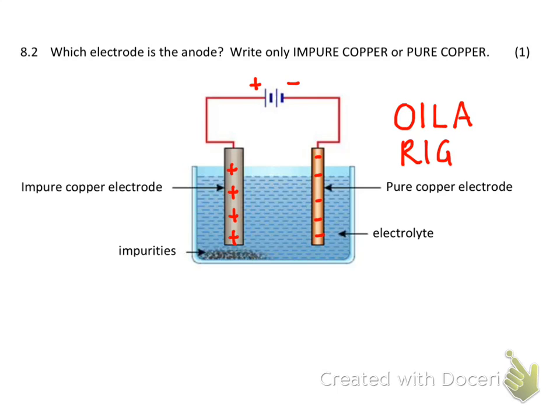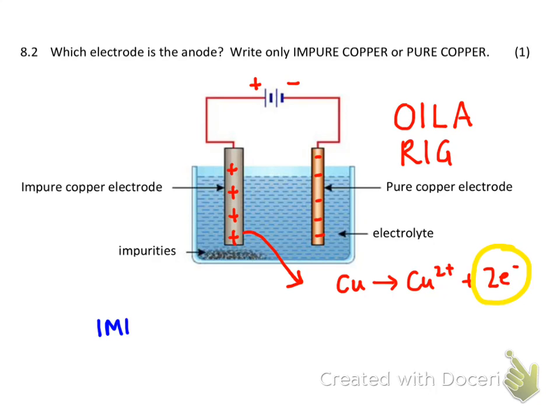And a little memory aid, OIL RIG, tells us that oxidation is loss at the anode and reduction is gain. So we're looking for the electrode at which electrons are being lost. At the impure copper electrode, copper atoms are forming copper ions and releasing 2 electrons, and they're your 2 electrons that are lost. So that's the electrode that oxidation takes place at, and therefore that's the anode. So the impure copper electrode loses those 2 electrons, and so the impure copper is the correct answer there.